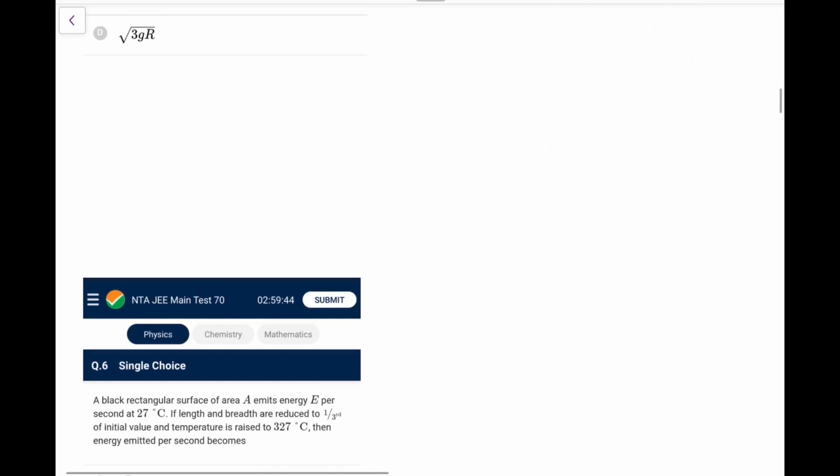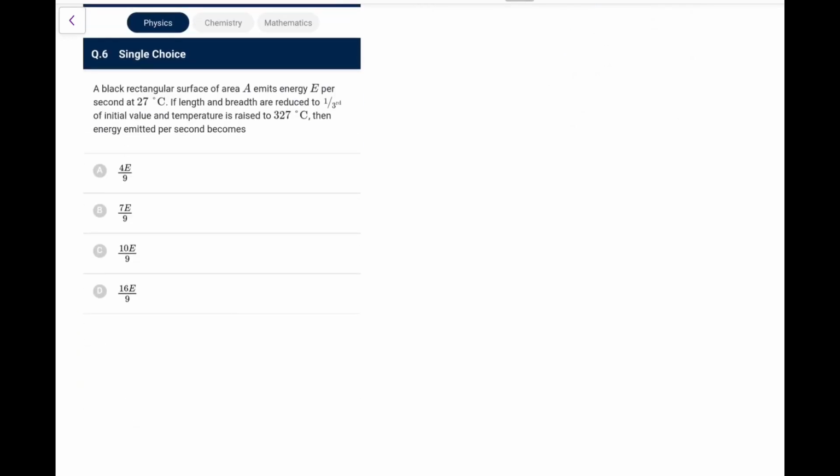Next one. A black rectangular surface of area A emits energy E per second at 27 degrees Celsius. The length and breadth are reduced to 1/3. That means area becomes 1/9. And temperature is raised to 327. So initially it was 300 Kelvin. Now it is 600 Kelvin.